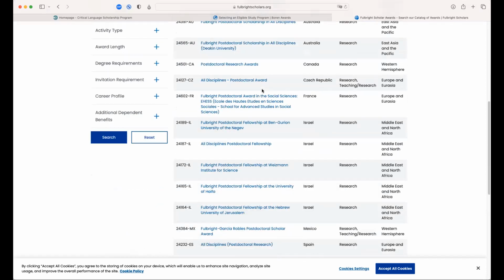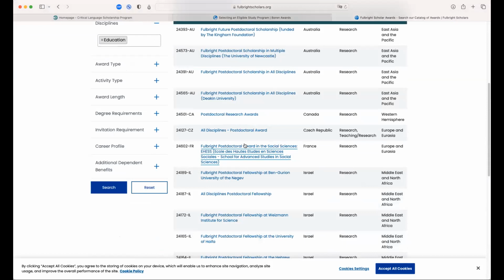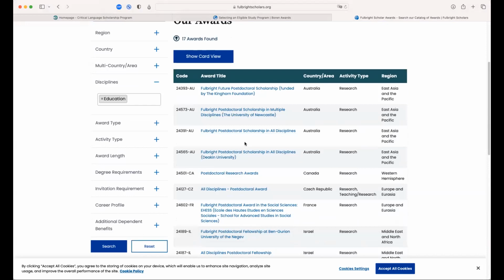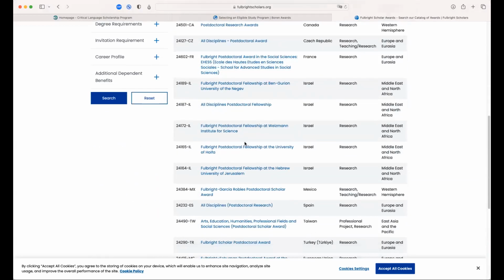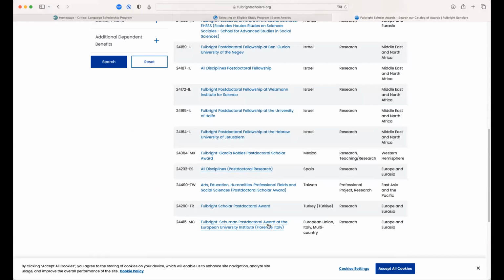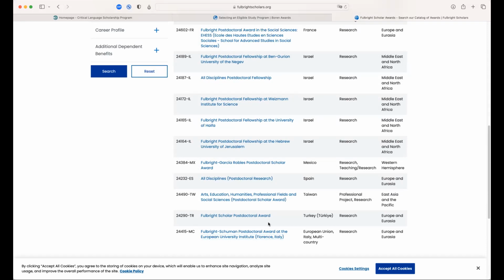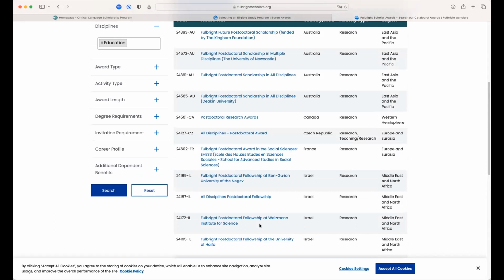You'll see that this is giving us a total of 17 awards showing up, including going to Australia, Canada, Czech Republic, France, Israel, Mexico, Spain, Taiwan, Turkey, and this special multifaceted award for the European Union, and going to Italy, while also doing research in other countries. Personally, that would be my bias, but for me, Florence is one of the most amazing cities in the world, and I would happily live there again.